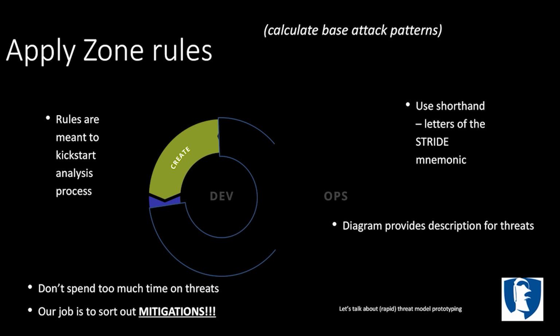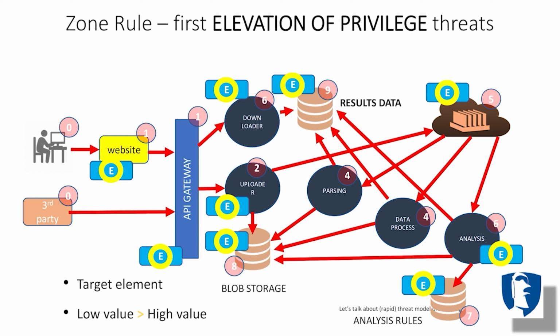All right, apply the zone rules. So this is where I use the STRIDE mnemonic. And with the STRIDE mnemonic, I can go through 6 different rules. The first rule we have right here is elevation of privilege. So elevation of privilege states, I've now got the zones laid out, the numbers, that anything from a lower zone to a higher zone, I'm going to say potentially I can elevate privilege on that. So I'm going to apply those on every one of the target elements that exist.